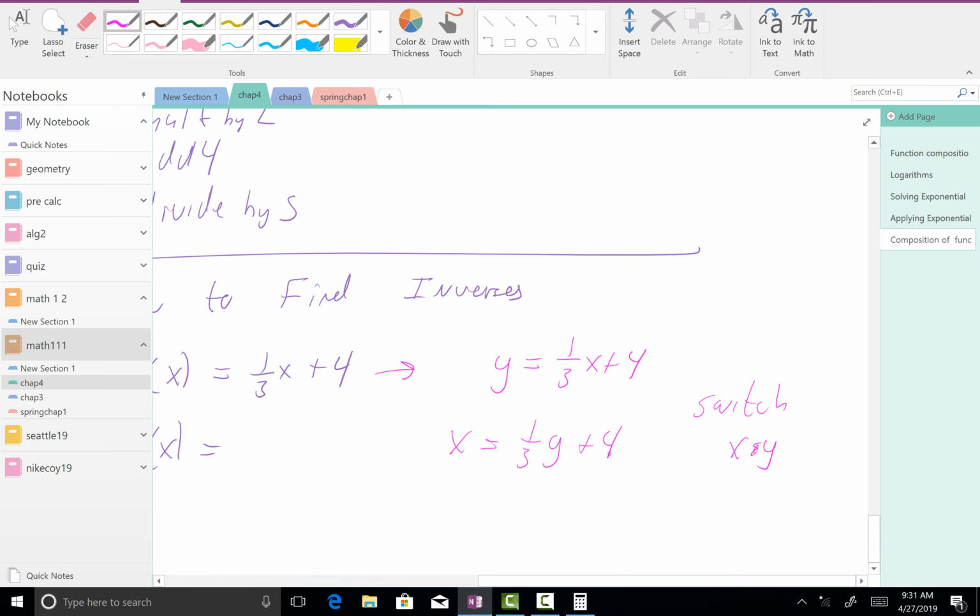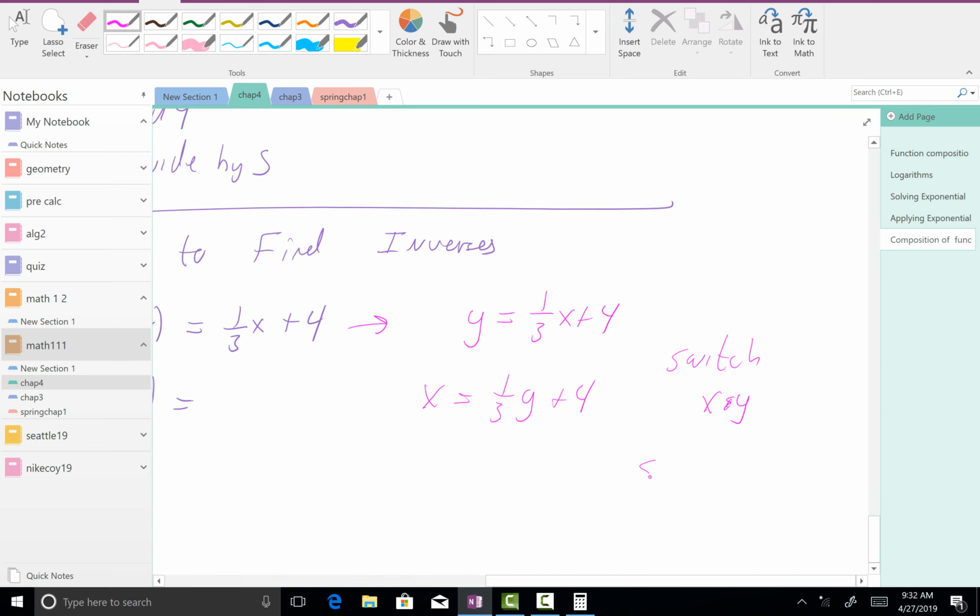Switch x and y. So then this becomes x equals 1/3 y plus 4. And I say, well, what's going on there? Well, remember that what we did up here was reverse and do the opposite, or the inverse. And switching the x's and y's actually makes this happen. So now that we've switched them, we're going to solve for y.